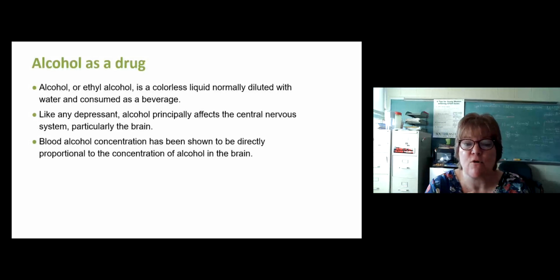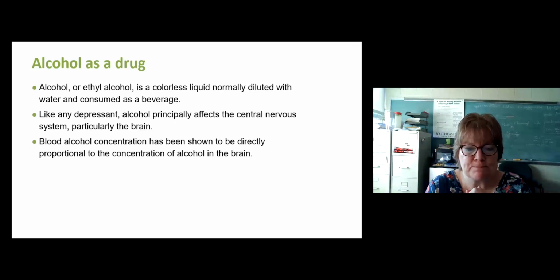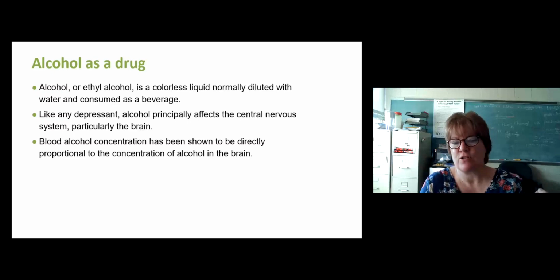Alcohol is a fancy name for ethyl alcohol. There's actually many kinds of alcohols chemically, but we're going to focus on the one that's the drinking and driving drug, ethyl alcohol. It's a colorless liquid, normally diluted with water and consumed. Like any depressant, it will depress all the central nervous system and especially the brain. And the blood alcohol concentration is directly proportional to the concentration of alcohol in the brain, which is where it does its effects.